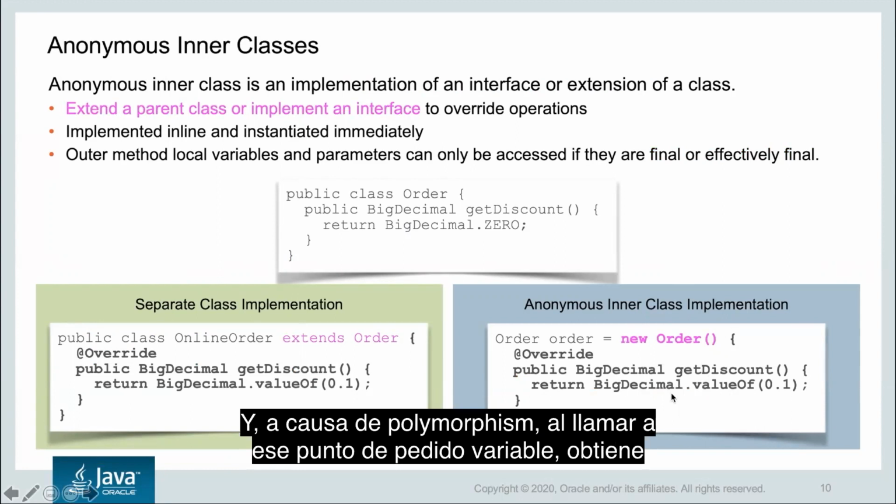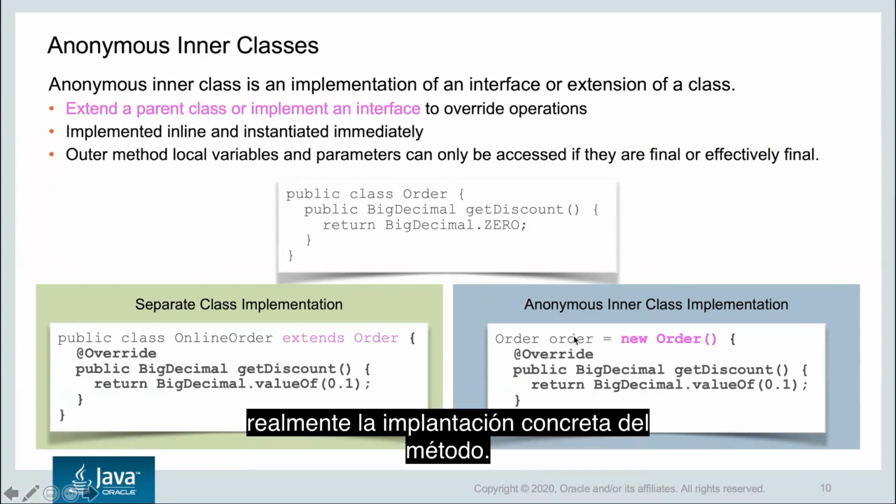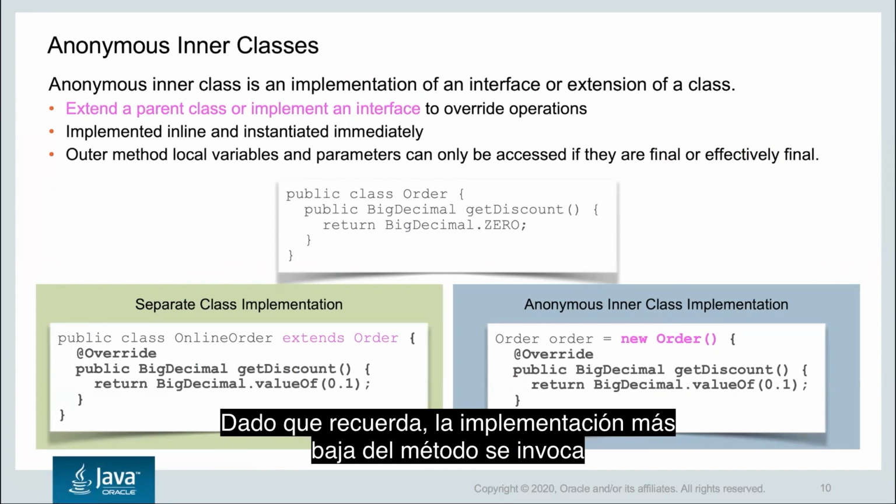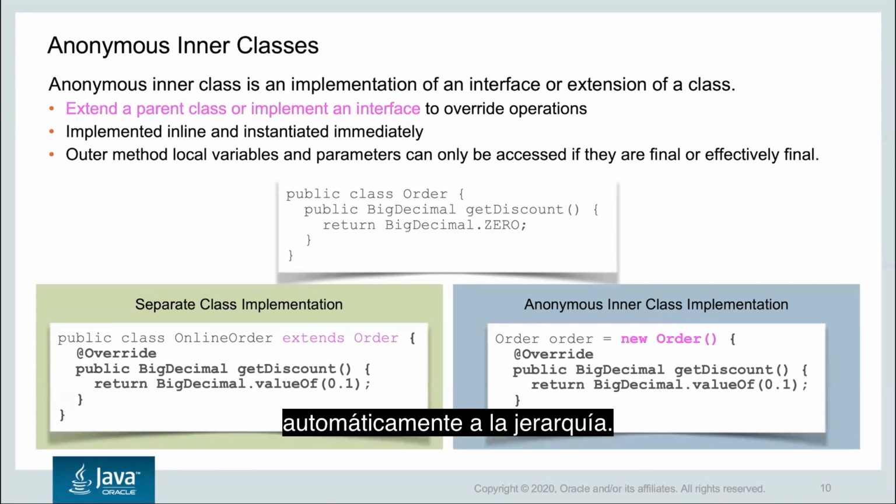And down below, due to polymorphism, when you call that variable order dot getDiscount, you actually get that particular implementation of the method. Because remember, the lowest implementation of the method down the hierarchy is automatically invoked. That's the definition of polymorphism in Java.